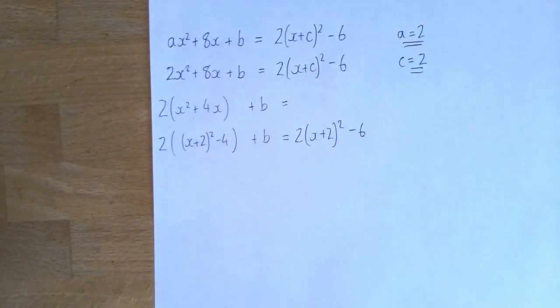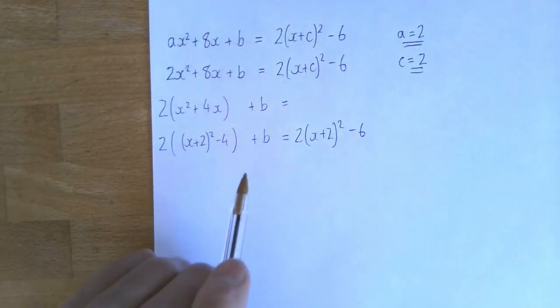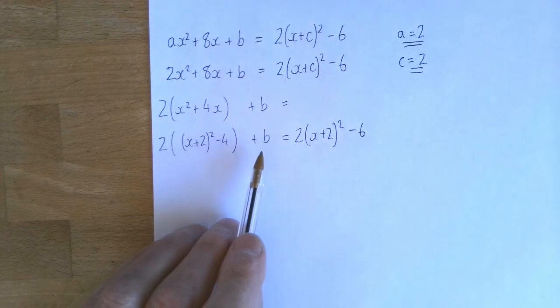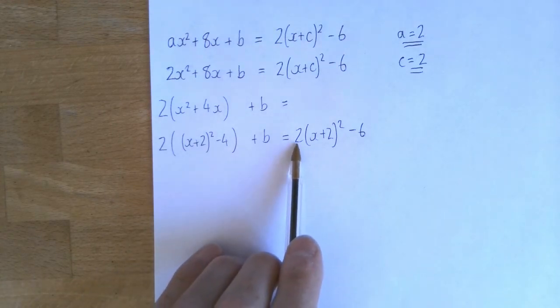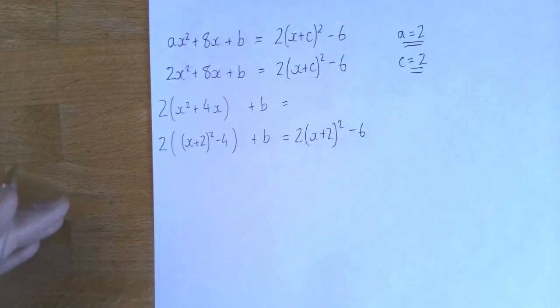So I'm very nearly there. All I now need to do is to work out the value of B. And to do that, I'm just going to look at the right-hand side, expand that, and see what number I get when I do that. Again, I'm going to pause the video at this point and get you to have a go, then we'll have a look at how I've done it.